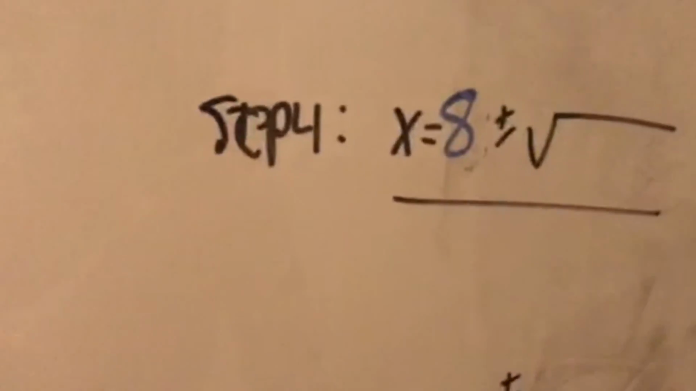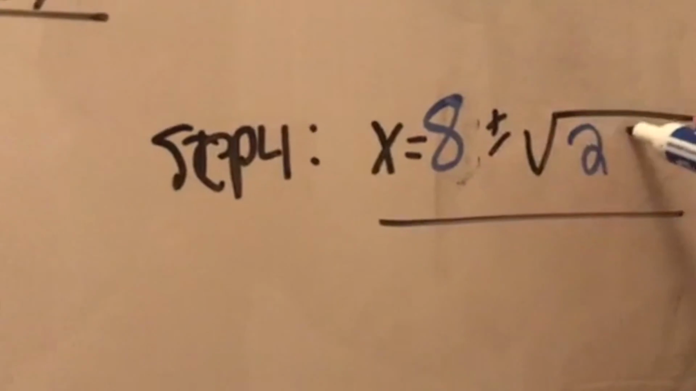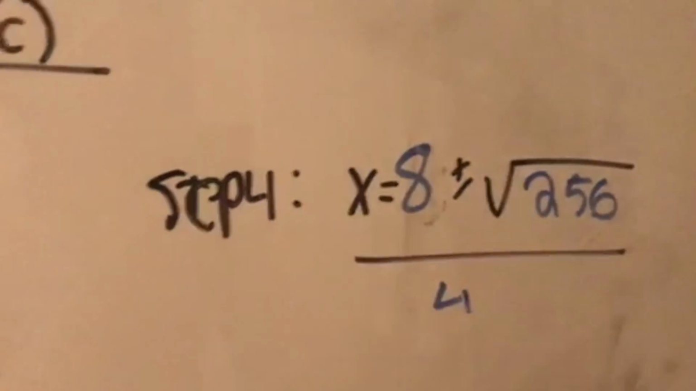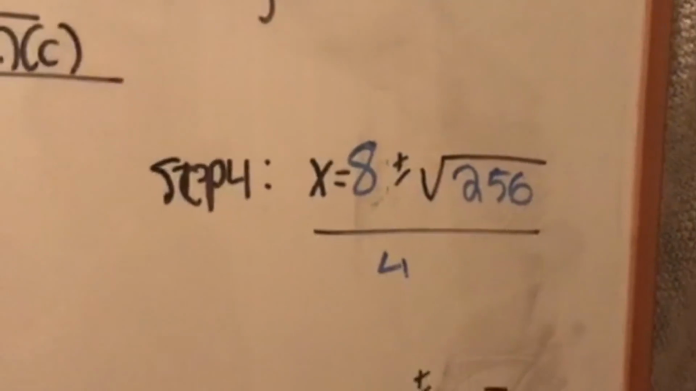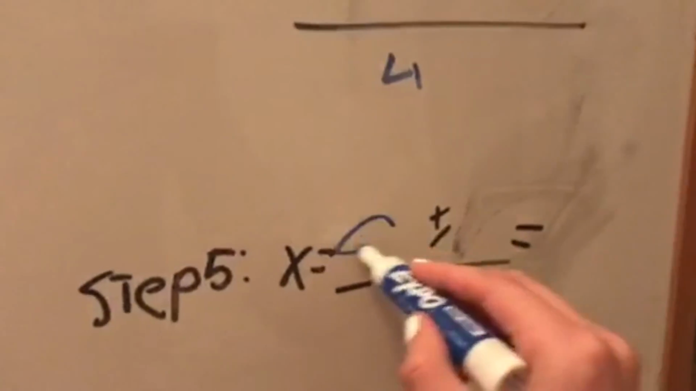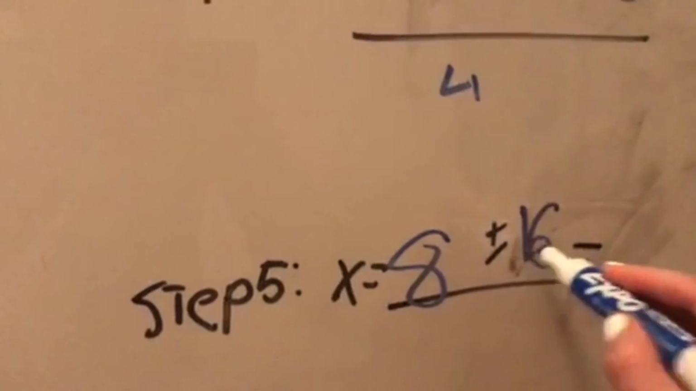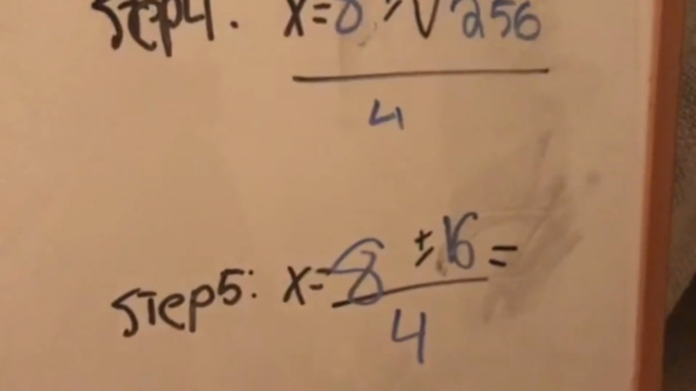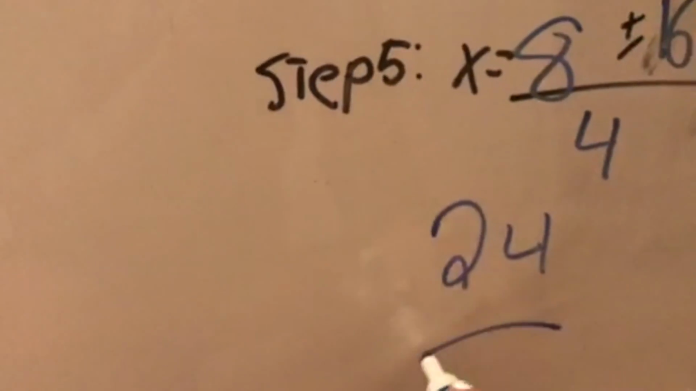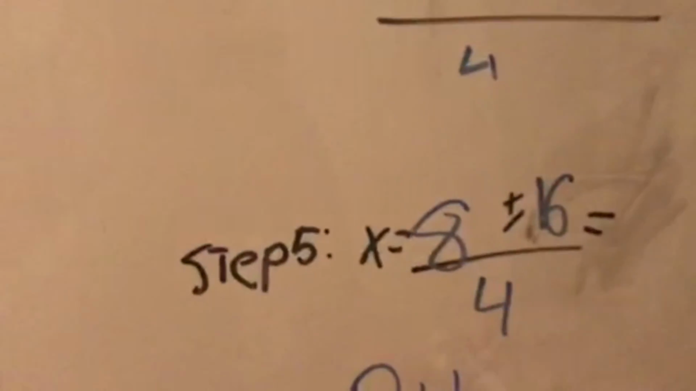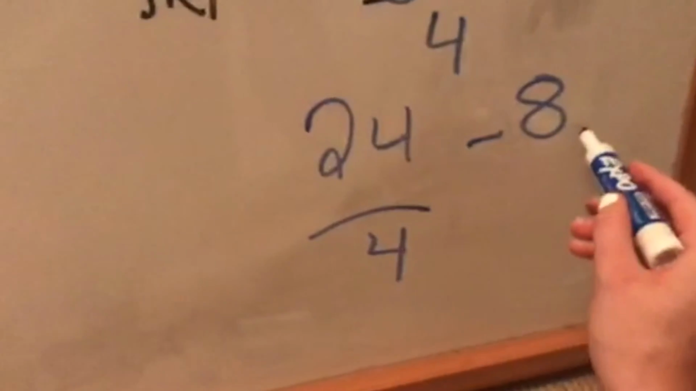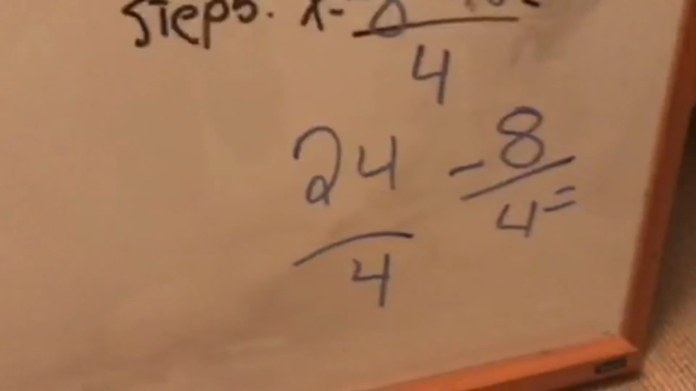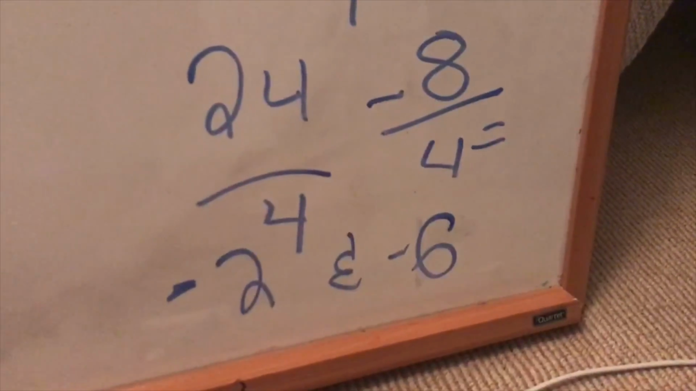8 plus or minus the square root of 256 over 4. And then the square root of 256 is 16, so that is 8 plus or minus 16 over 4. And then 8 plus 16 is 24 over 4. And then 8 minus 16 is negative 8 over 4, which then equals 6 and negative 2.